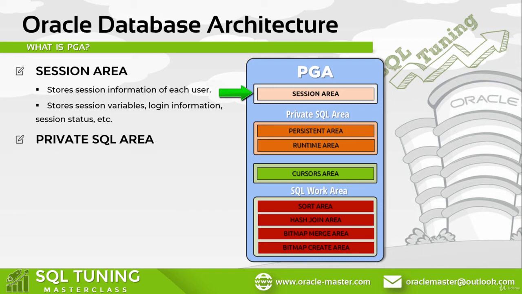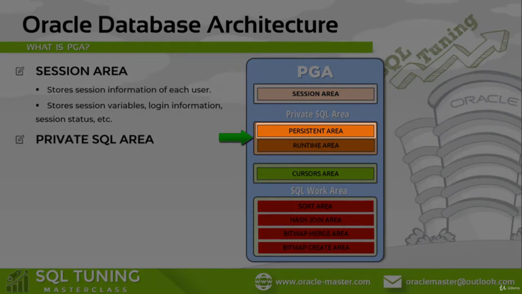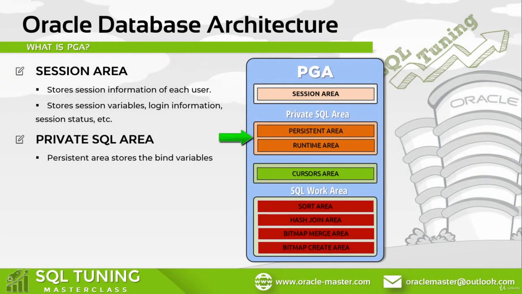So you need to close all the connections when you are done with them. The next memory area is the private SQL area. It is divided into two sub-areas, persistent area and runtime area. The persistent area contains the bind variable values of the cursors. We know from our SQL lessons that each query is turned into a cursor in the database, either as an explicit cursor or implicit cursor. So the bind variables used in these cursors are stored here and released when the cursor is closed.